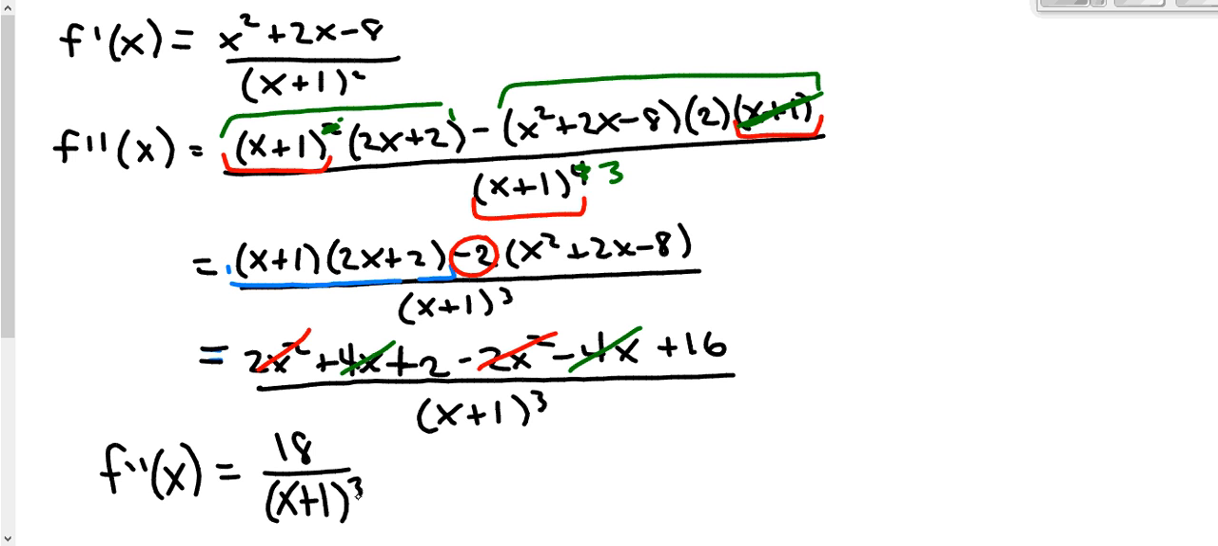So the second derivative test is where we take each critical point and we plug it into the second derivative and see if it turns out positive or negative. So let's take negative 4.